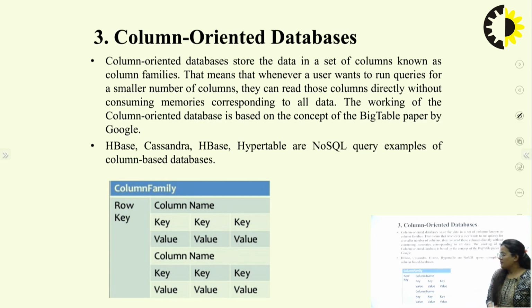The working of the column-oriented database is based on the concept of the Bigtable paper by Google. The schematic below shows how values are stored in a column-oriented database. HBase, Cassandra, Hypertable are NoSQL examples of column-based databases.